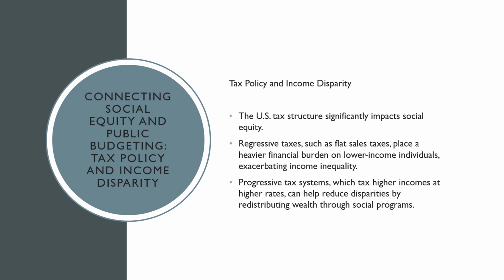Social equity and public budgeting are connected through tax policy and income disparity. Our tax structure significantly impacts social equity because we have a lot of regressive taxes, such as flat sales taxes, that place a heavier burden on lower income individuals, and that makes income inequality worse. Progressive tax systems, which tax higher incomes at higher rates, can help reduce disparities by redistributing wealth through social programs. And I know that there's a claim that the U.S. tax structure is progressive, but in many instances, it's really not very progressive. But I'm not going to go into that here. You can read more about that in some of the resources in the course.